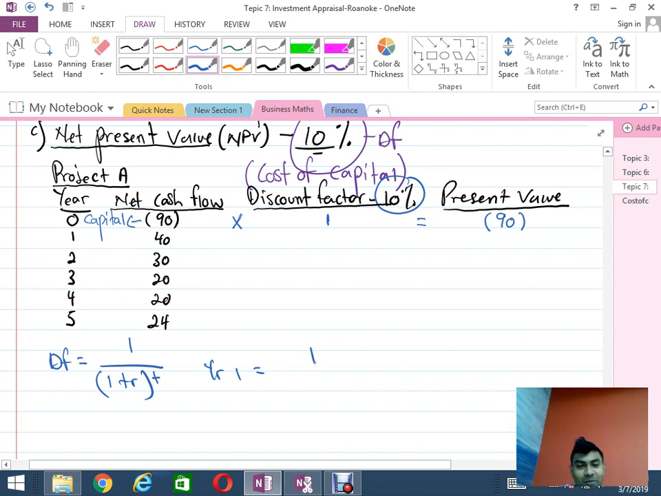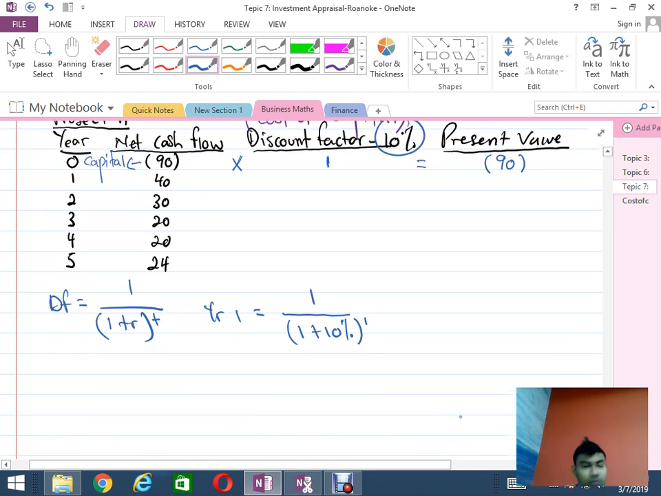Okay, now 1 plus 10%. If it is year 1, power of 1.